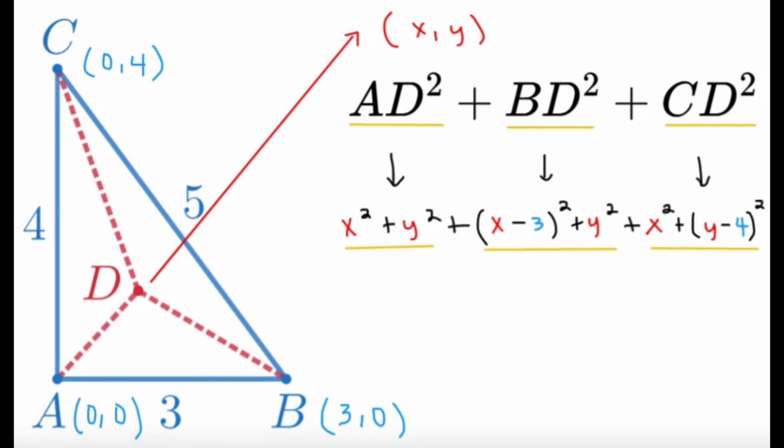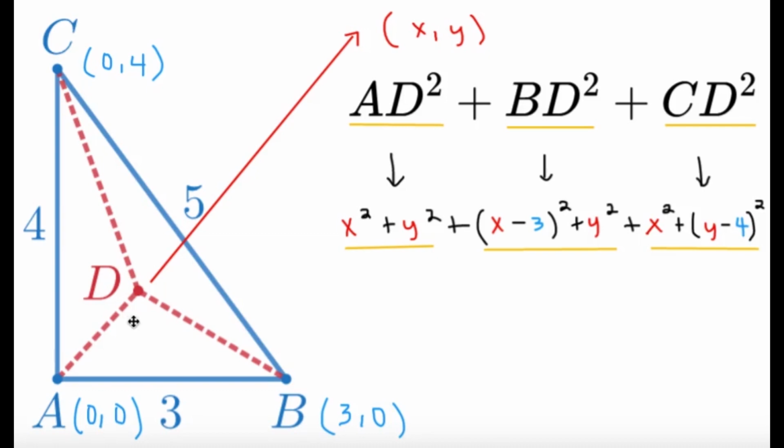So we're going to label some points. Let's just say point A is the origin. Point B, let's say, is at (3, 0), and point C at (0, 4). So A, B, C are at these three points. And then point D, we have no idea where it is because it's just a random point inside the triangle, so we can just make it (x, y). So x comma y is going to be the coordinate for D.